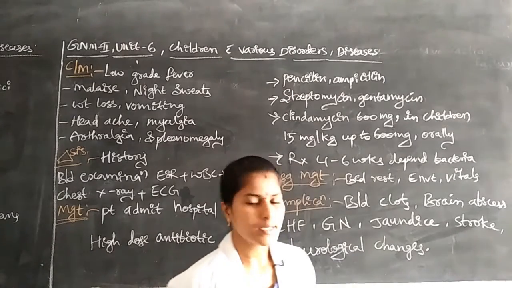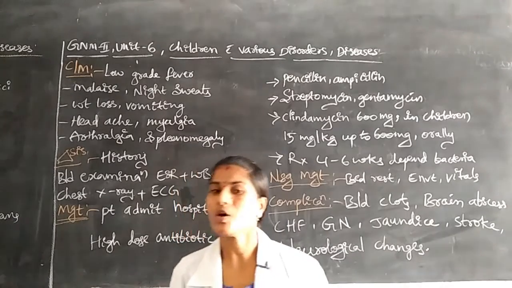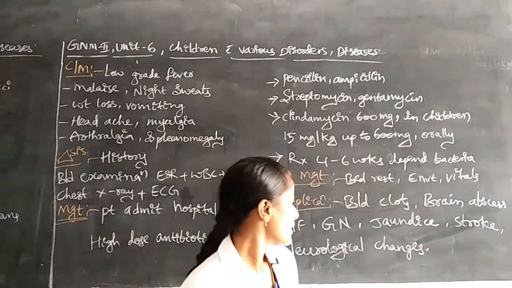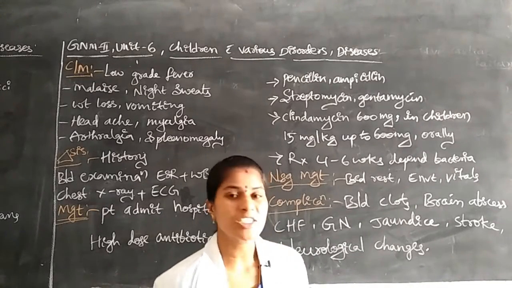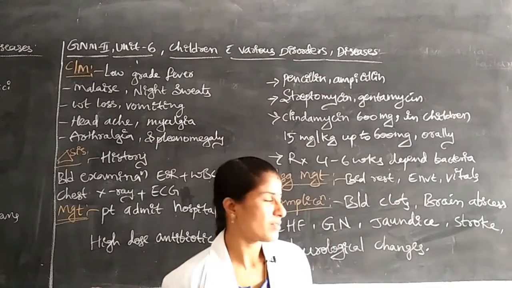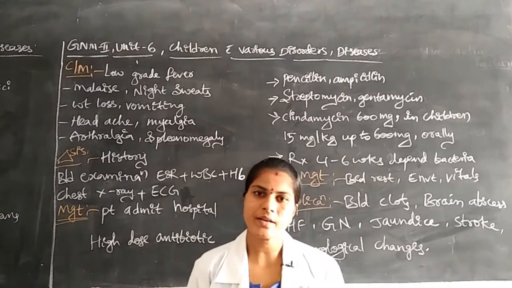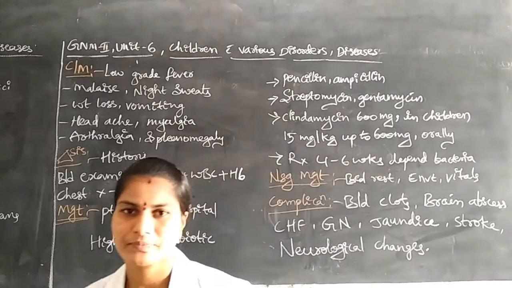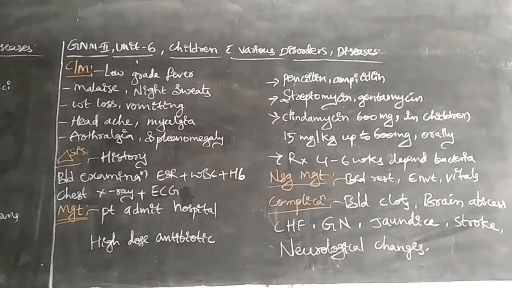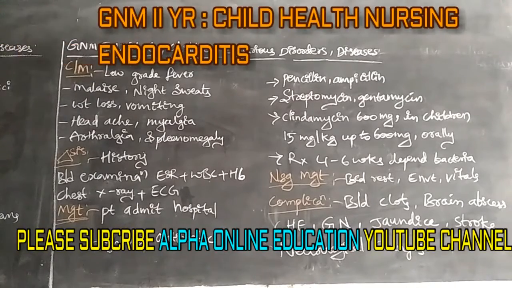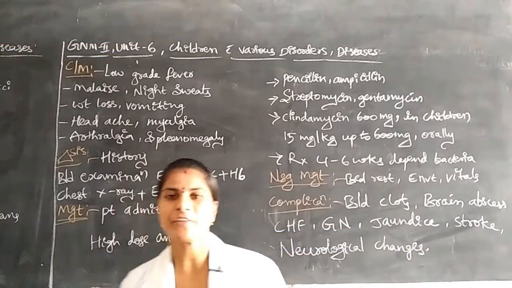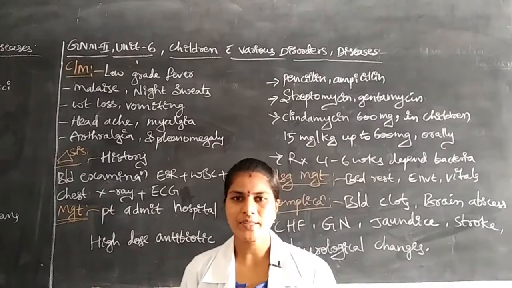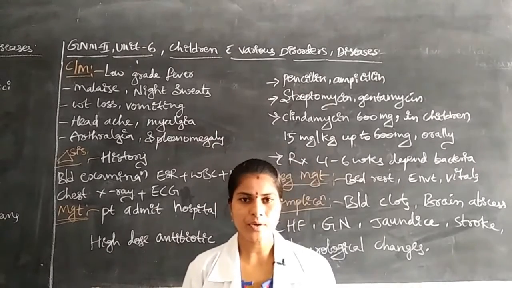Next, another one is congestive heart failure. It is also one complication. Another one is glomerulonephritis. Next, another one is jaundice. Jaundice is also a complication, with impairment of liver function. Another one is stroke. Here, there is insufficient oxygen supply to the cardiac muscle, and some neurological changes are identified in the children who are suffering with endocarditis.